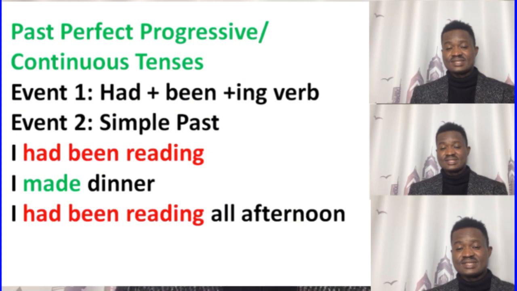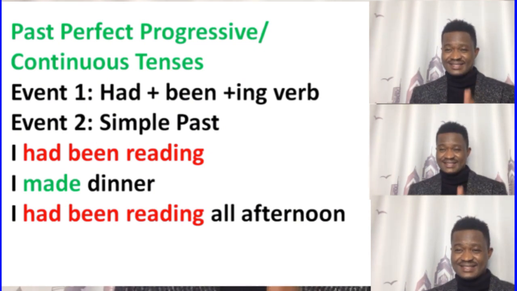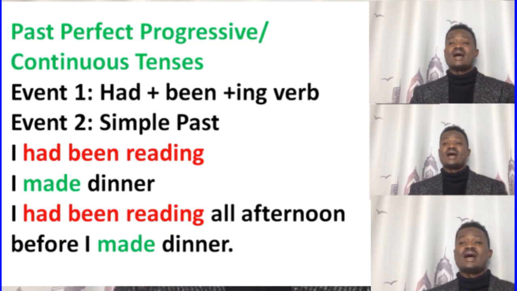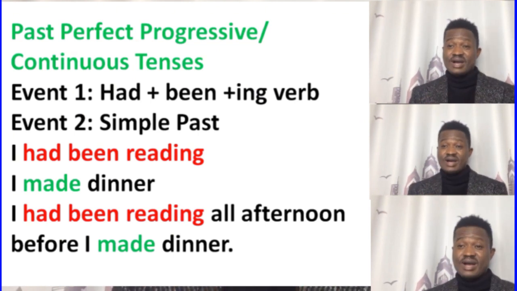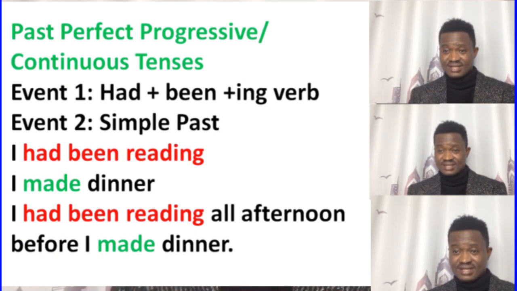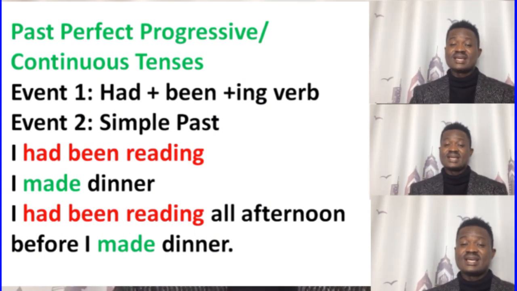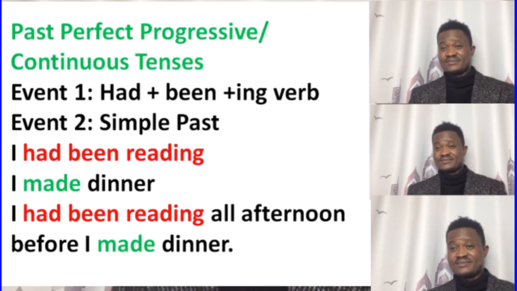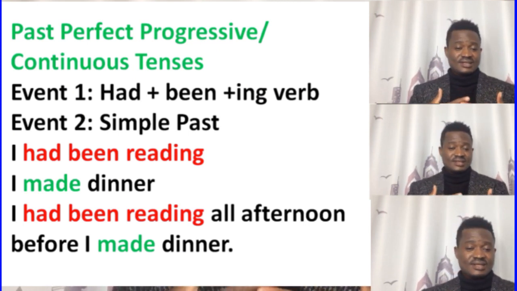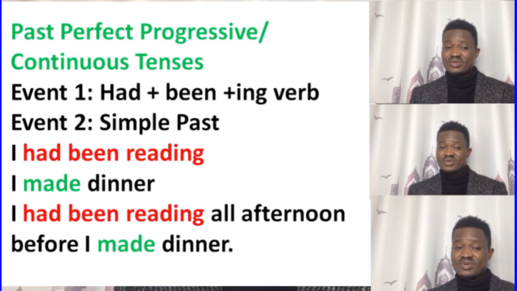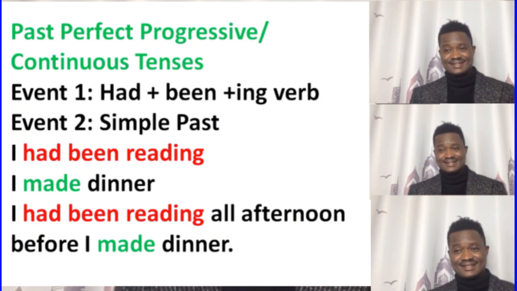So now let's go to the past simple, the second event. So the second event is what? Before I made dinner. So before I made dinner, that is the subordinate clause. So we have the main clause and the subordinate clause. The main clause is in the past perfect progressive, and the subordinate clause is in the what? Past simple. So this is a simple way to understand past perfect progressive or past perfect continuous tense.